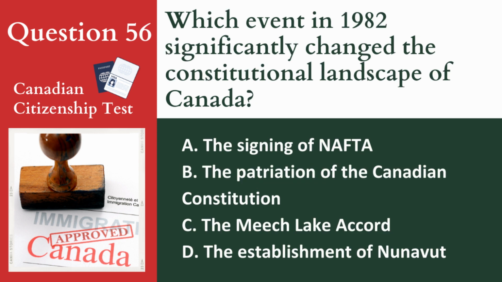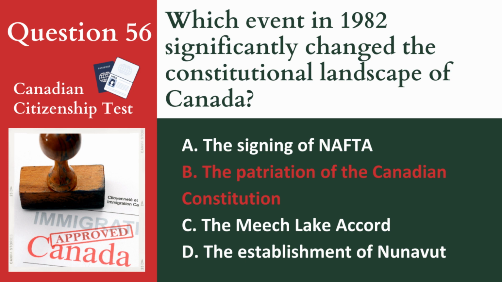Question 56. Which event in 1982 significantly changed the constitutional landscape of Canada? A. The signing of NAFTA. B. The patriation of the Canadian Constitution. C. The Meech Lake Accord. D. The establishment of Nunavut.